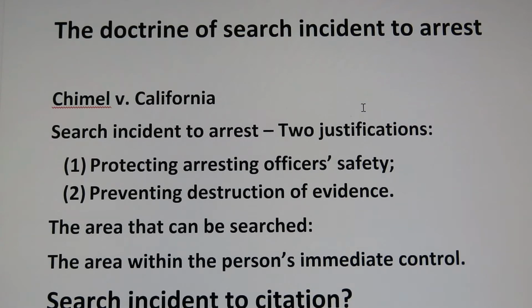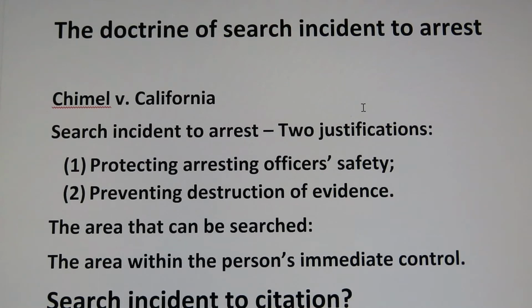The second justification is to prevent destruction of evidence. Suppose the defendant is arrested for drug possession. If police did not conduct a search right away, there would be a danger of destruction of evidence. Maybe the suspect could put the drugs into his mouth and swallow them, or throw the evidence away. So to prevent this destruction of evidence, police could conduct this search incident to arrest. So we have these two justifications.